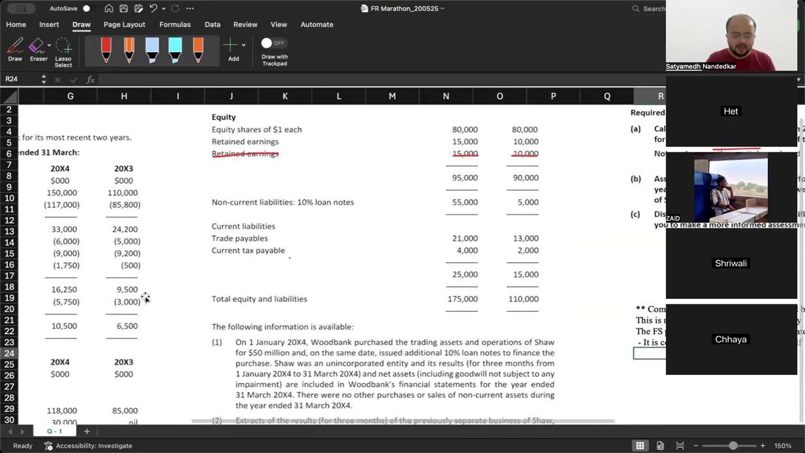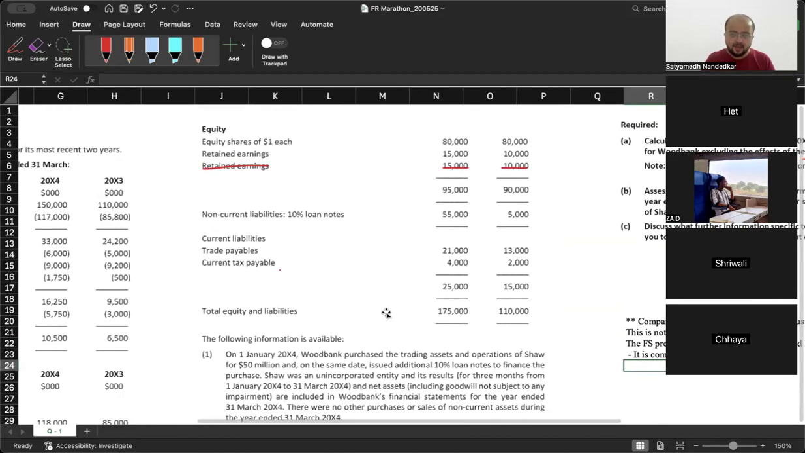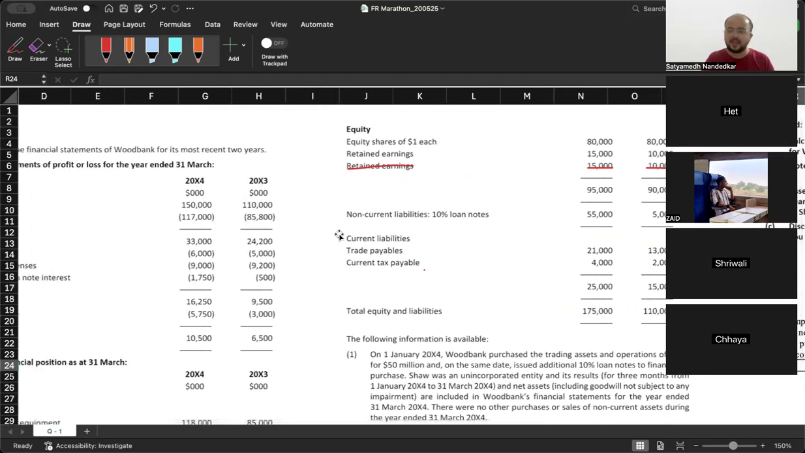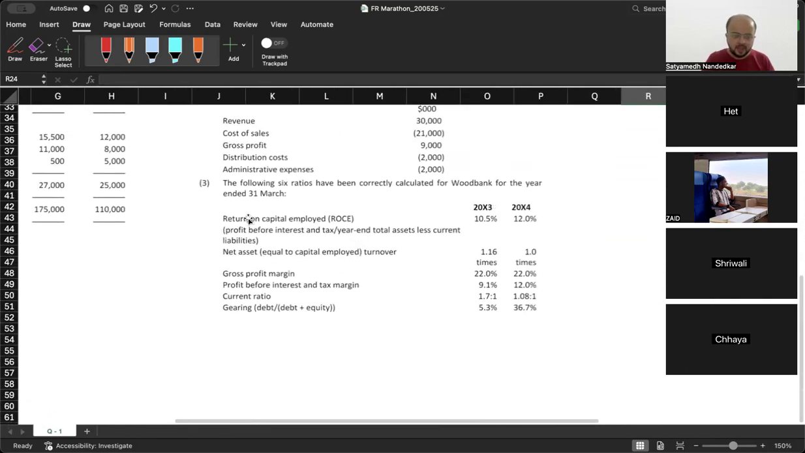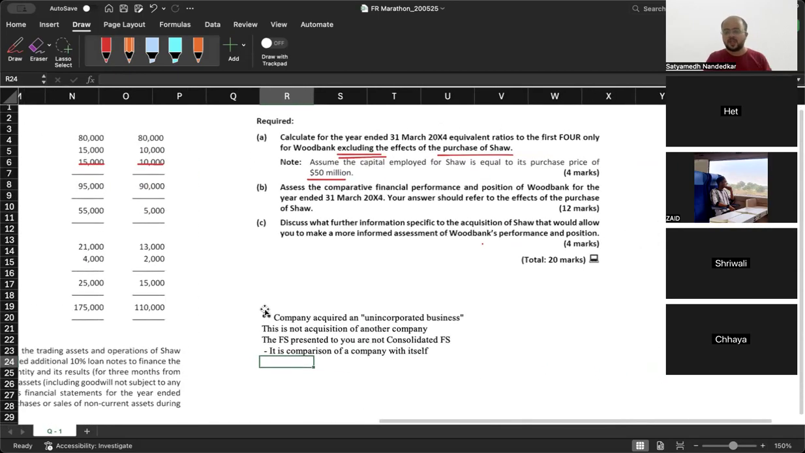You see how they can sometimes mess up the information. Here 3 comes first and 4 after, and in the balance sheet and everything 4 comes first and 3 after, so be very careful. Return on capital employed is given, net asset turnover is given, GP margin and profit before interest and tax margin. They have also given you current ratio and gearing ratio. First requirement says calculate for the year ended 31st of March 2004 equivalent ratios to the first 4 only for Woodbank excluding the effect of the purchase of Shaw.